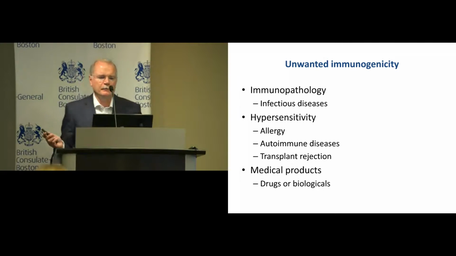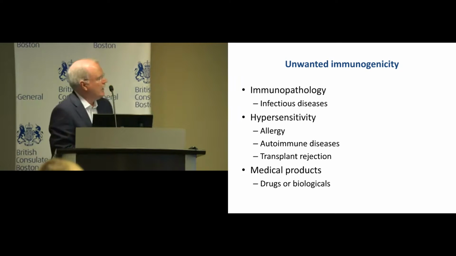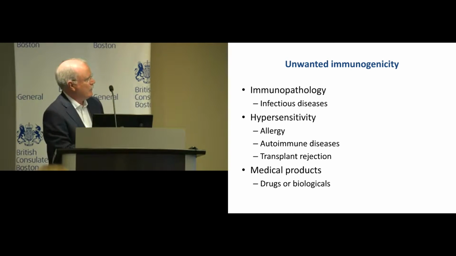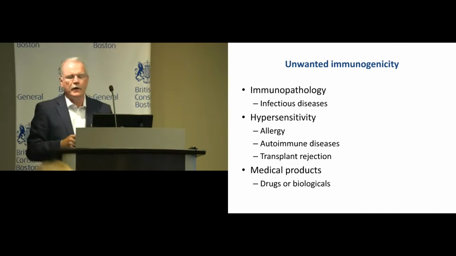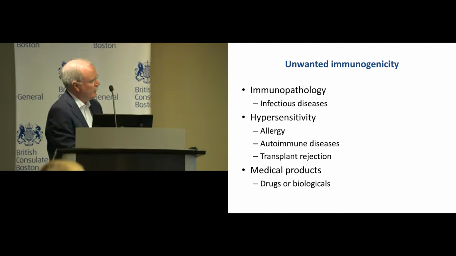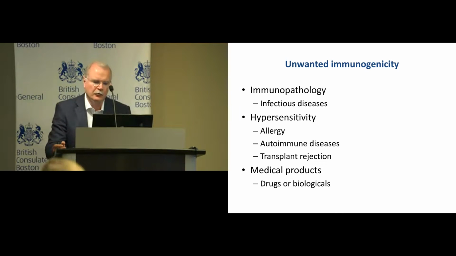So what do we mean by unwanted immunogenicity? Well, there is, of course, the immune pathology that arises with infectious diseases. This is one of the consequences of infectious diseases, which can cause more disease, in fact, than the infectious agent itself. So immune pathology itself can be an unwanted immunogenic property of infectious agents. But I think these are the areas that most of us would think of in terms of unwanted immunogenicity.